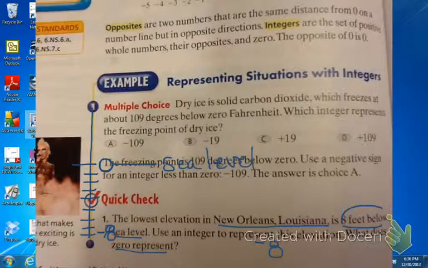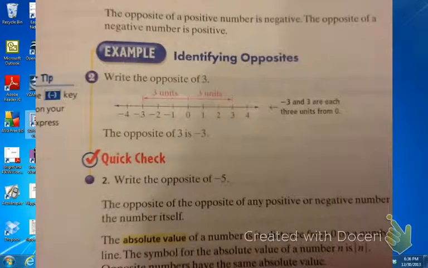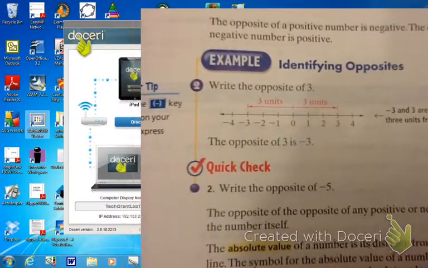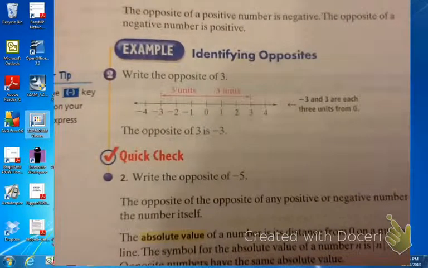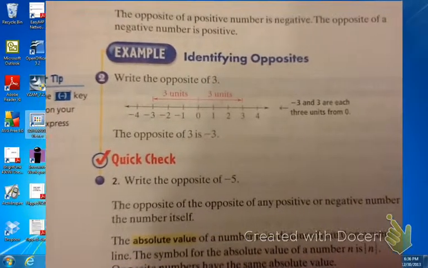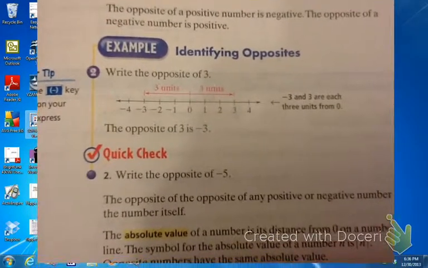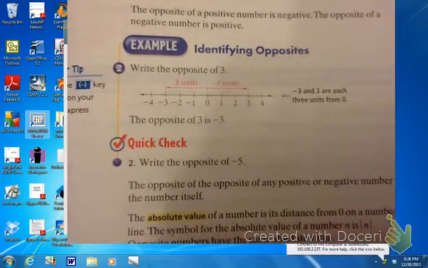And this lowest elevation is 8 degrees below that. Alright, let's look at the next page. Okay, the top of page 207 here says the opposite of a positive number is negative, and the opposite of a negative number, hold on just a second, is positive. Okay, here you go. So this should make sense.